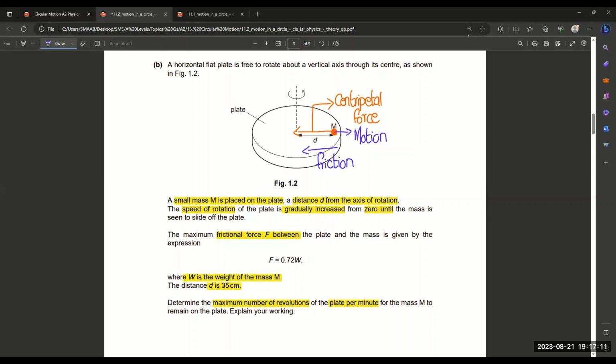Opposite to the motion. So now you can see that friction and centripetal force, sorry, centripetal and friction both are in the same direction, and friction is always in the opposite direction to the motion. Okay, clear? Any confusion? No.